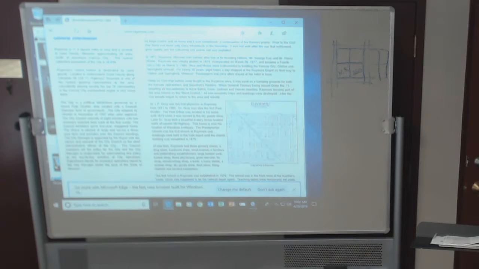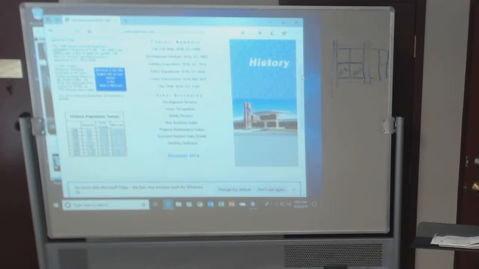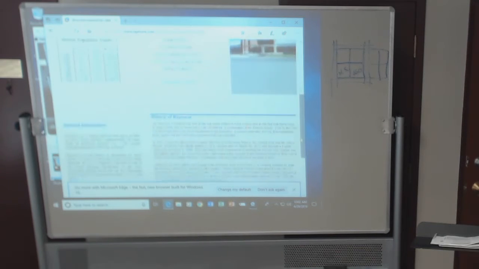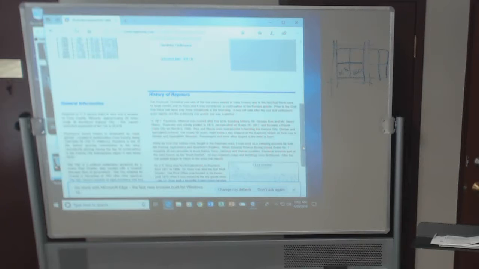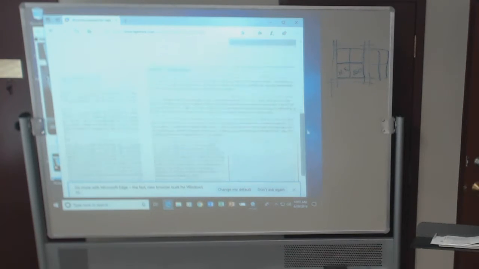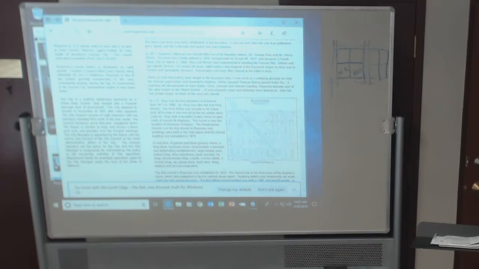So it tells you a whole bunch about Raymore and about the original downtown city. So see, when it says it was platted, that's what it's talking about. Where does it say that? In 1871, it was named after these two guys. It was platted in 1874. Platted is what happened right there.